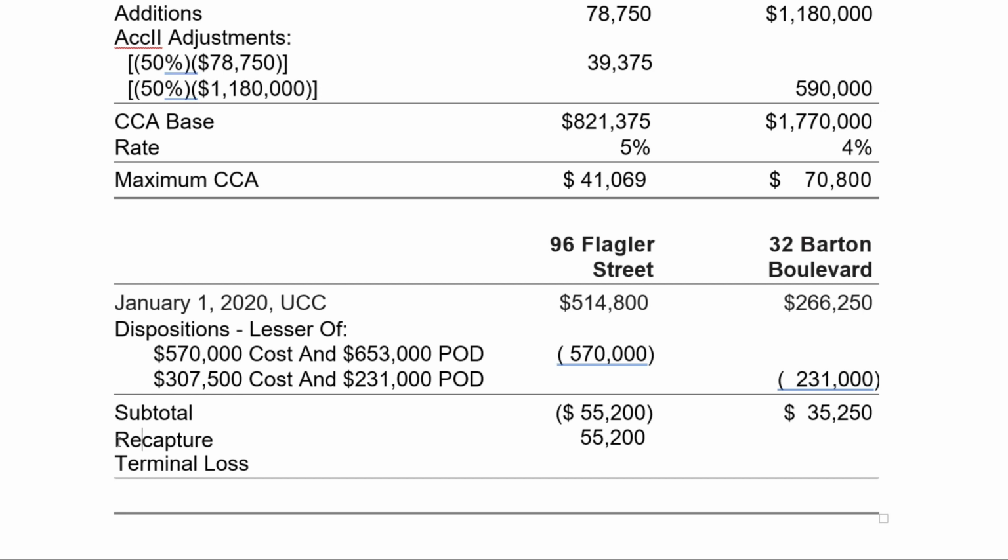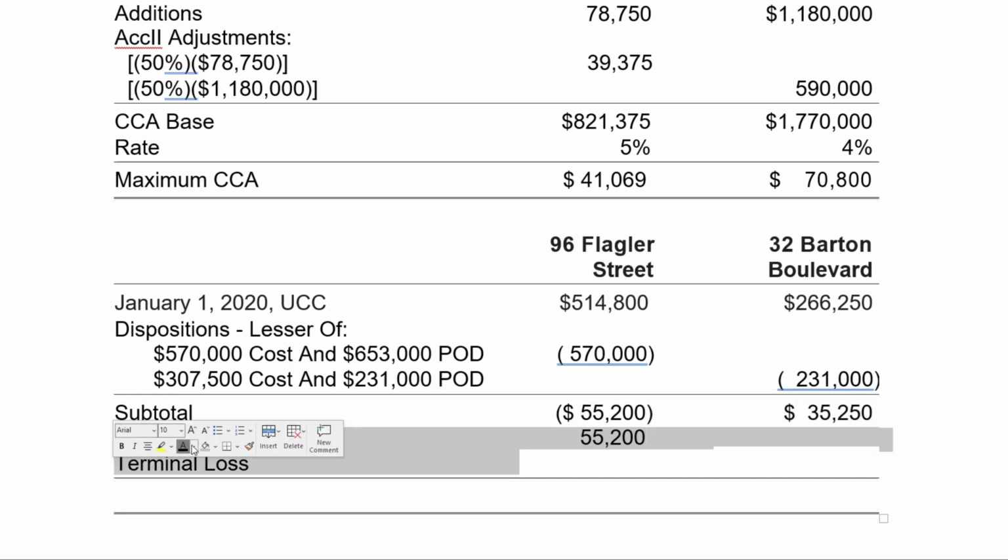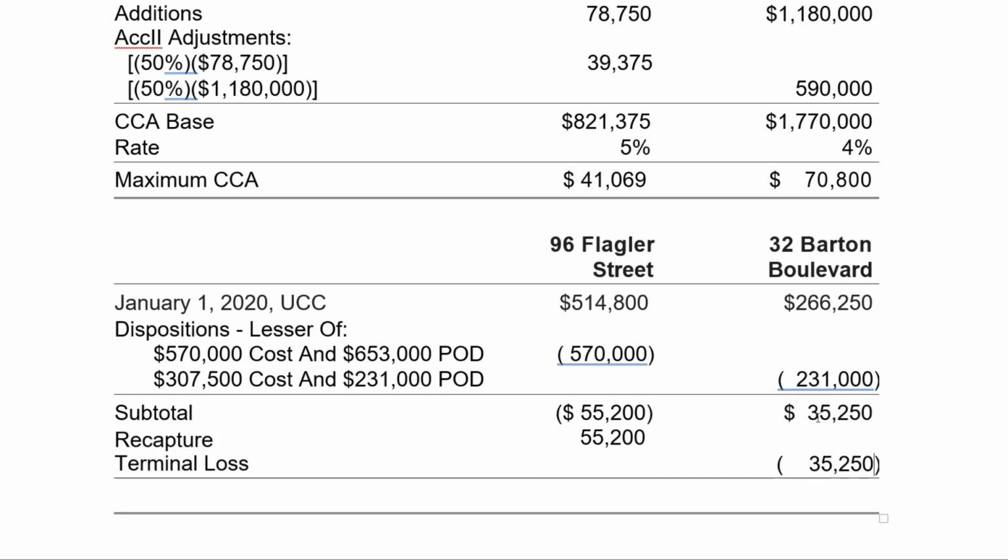First, we'll have recapture. Recapture, you'll recall, is an amount that needs to be included into income. One way you can look at this is you could say that the business has been taking too much CCA, and now it's going to be recaptured. The excess CCA that was taken over its life is recaptured and put back into income. Here we have a terminal loss equal to the same amount, 35,250. And that will be a subtraction or a deduction for the taxpayer.